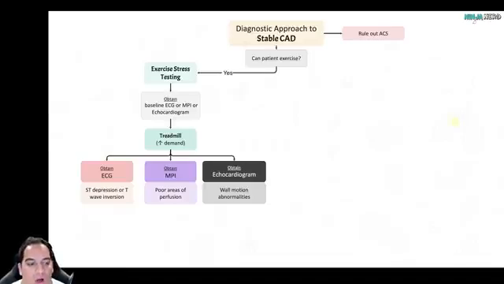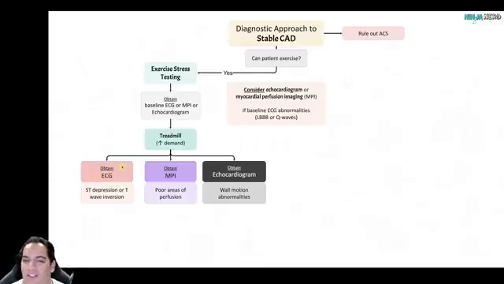Now, the reasons why you would do an MPI or an echocardiogram, because usually the ECG is the first line, is if their ECG has some weird things on it. Usually if they have a left bundle branch block, it makes it really hard, or if they have Q waves, it makes it a little bit difficult. So you may do an echo or an MPI in those scenarios, okay?